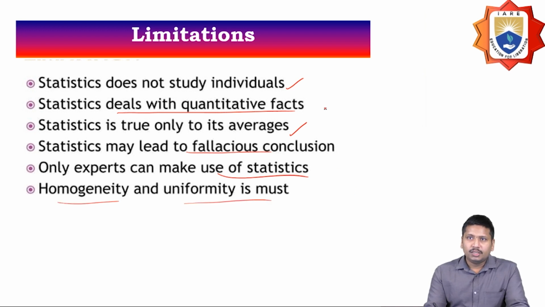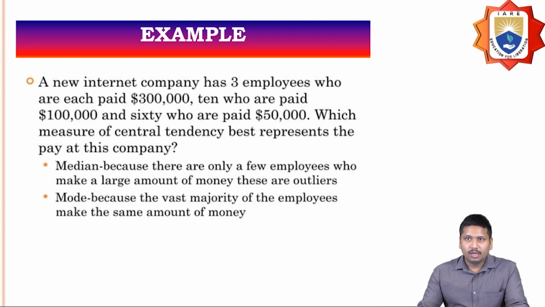Okay, so these are some of the limitations of statistics. Statistics does not study individuals, so only experts can make use of it. It deals with quantitative facts, it is true only for averages, and it may lead to fallacious conclusions. Homogeneity and uniformity must also be present. So let's take an example of how we are going to apply statistics.